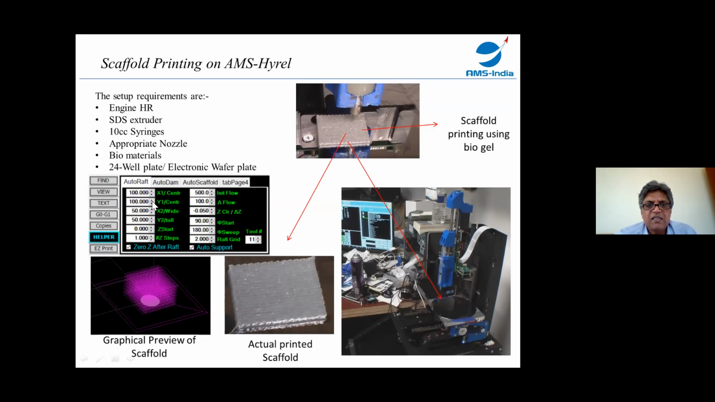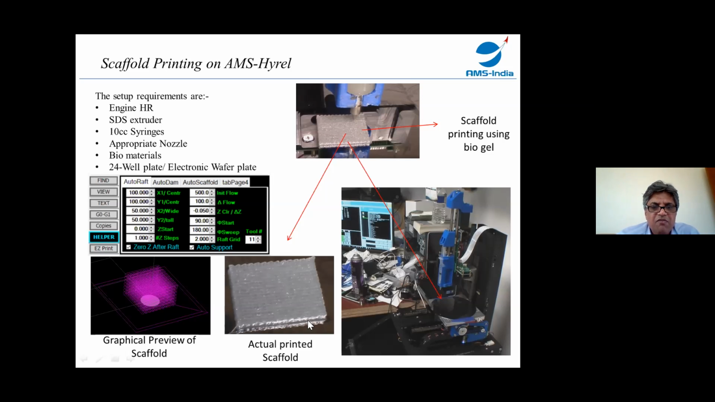The biggest advantage is that in our software, we have given a very good feature for printing. If you want to print a scaffold, I just need to say the size of the extruder and the size of the well, and then I can say how many scaffolds I want in X, Y, and Z. Accordingly, the scaffold is drawn. You can see the scaffold is drawn line by line, maybe with a 10 micron difference. The same thing is printed out with the biogel. So this is a graphical preview of the scaffold and this is the actual printed scaffold.